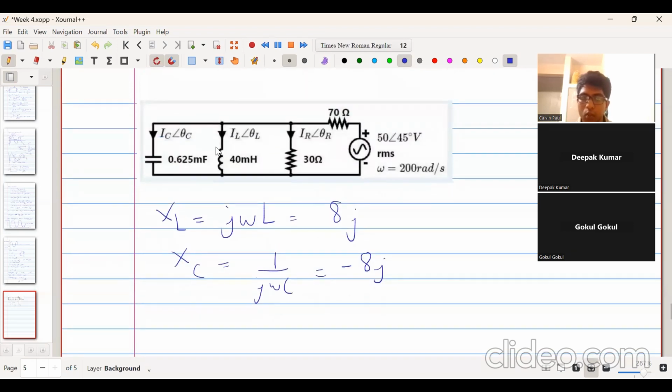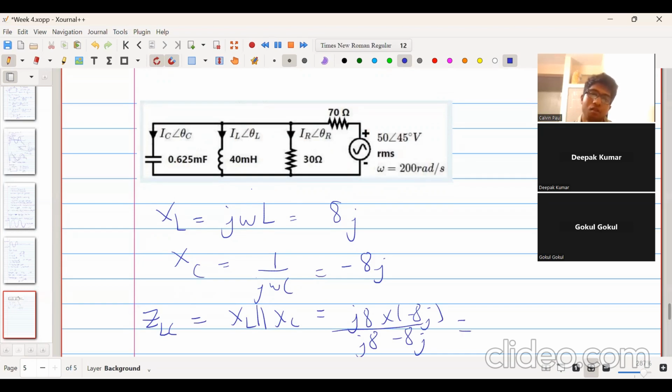Now we will consider the effective impedance of L and C together. So Z, considering L and C, is actually what? It is XL parallel to XC. That is equal to j8 into minus 8j upon j8 minus 8j. So what is the value of impedance? Infinite. So value of impedance is infinite.